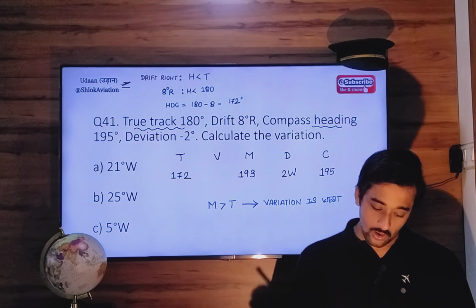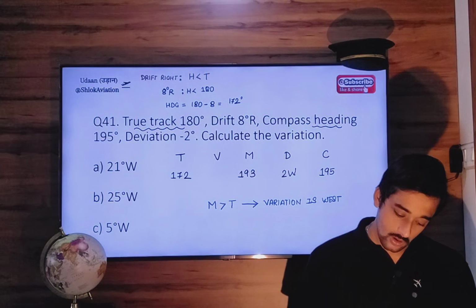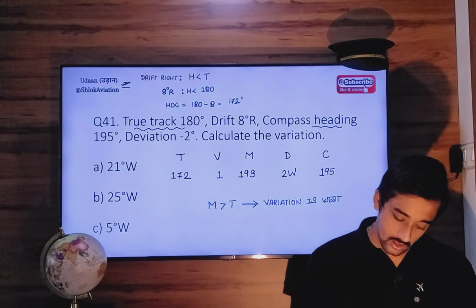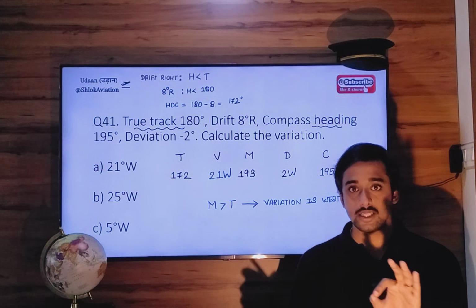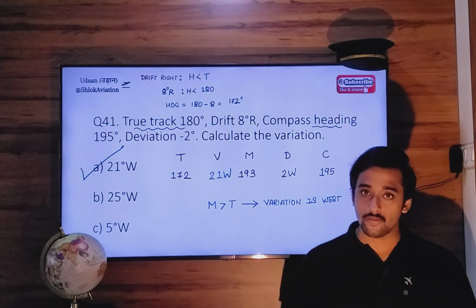So what will be the variation here? 193 minus 172: 3 minus 2 is 1, 9 minus 7 is 2. That will be 21 degree, 21 degree west. Variation west, magnetic best. So correct option is option Alpha.